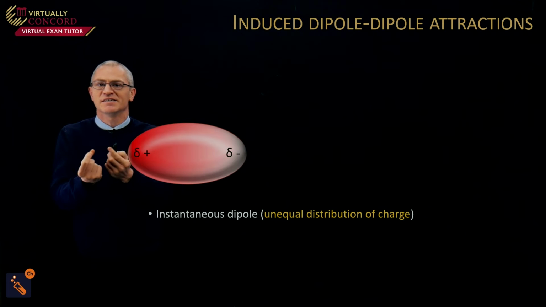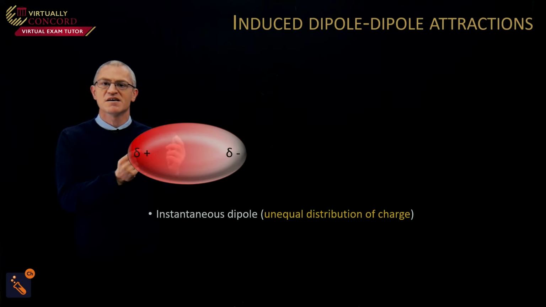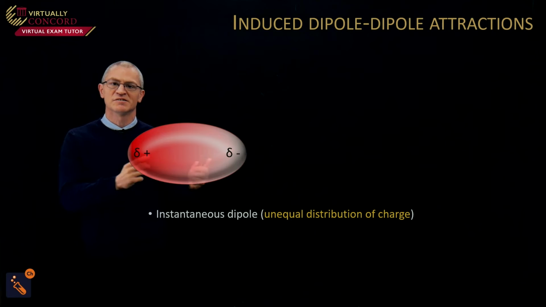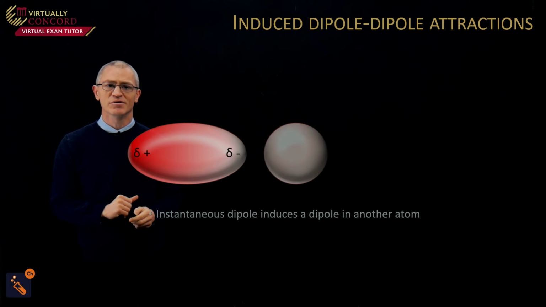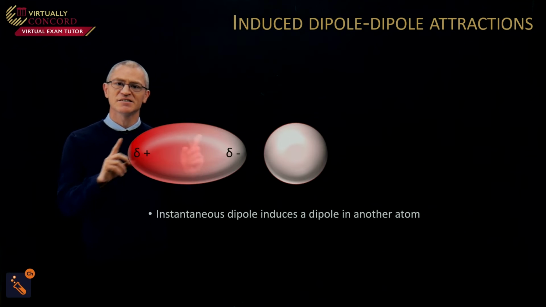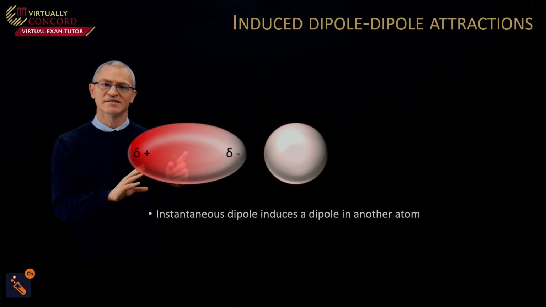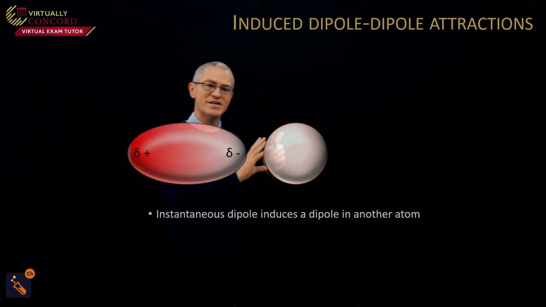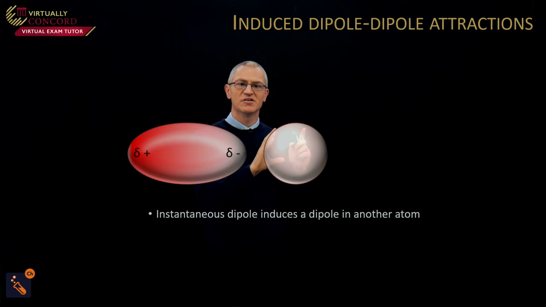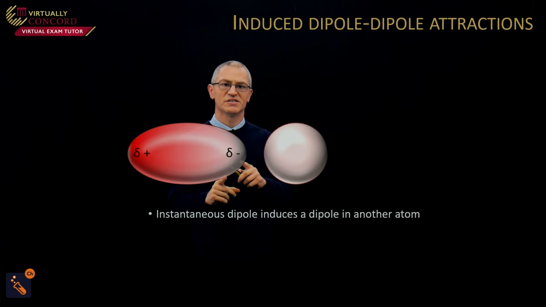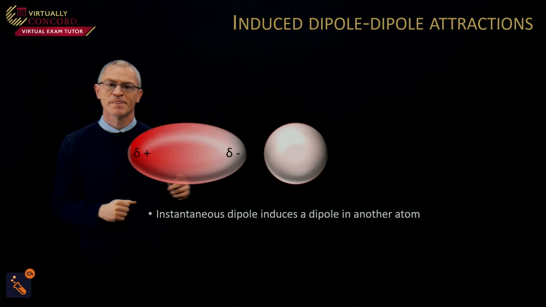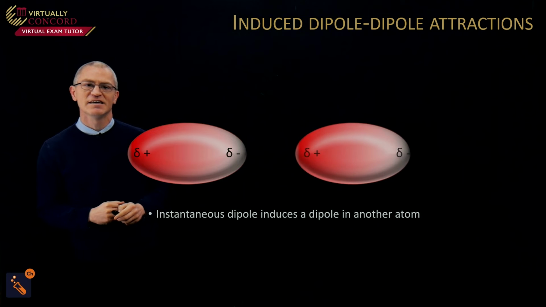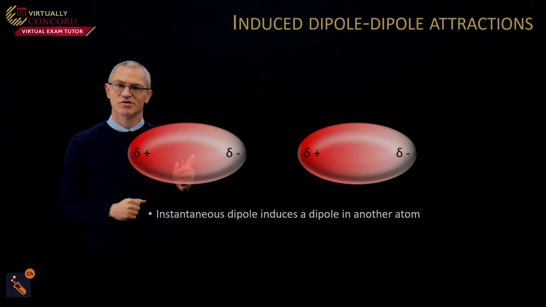But remember, it is tiny. It's a tiny, tiny force. It's a tiny bit of plus and a tiny bit of minus, and then it disappears, okay? Now, what can happen is that if the instantaneous dipole in an atom is next to another atom, it can attract. So for example, the delta minus might attract the nucleus slightly closer towards itself because the nucleus is positive, okay? And then what you get is an induced dipole-dipole attraction.